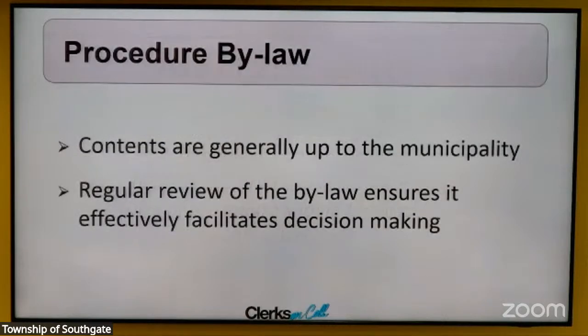And while some elements of your procedure bylaw are legislatively required, your procedure bylaw really should reflect what Southgate's council wants to see as far as your procedures. By undertaking regular reviews of the bylaw, like you're doing right now, it ensures that your bylaw continues to meet legislative requirements and also helps to identify any areas of improvement. And as well, by keeping your bylaw updated, you're also able to adapt to changing circumstances and ensure that the bylaw continues to be efficient and assist with decision-making.